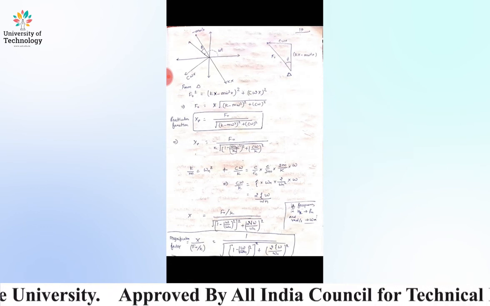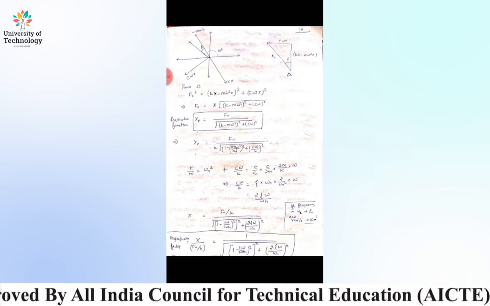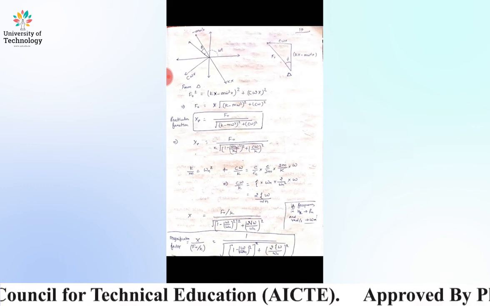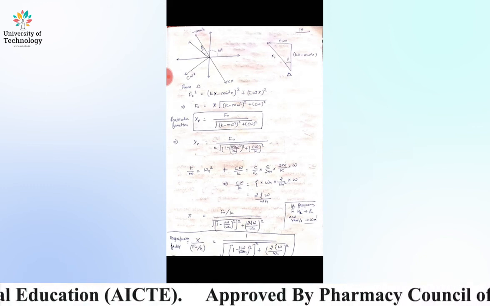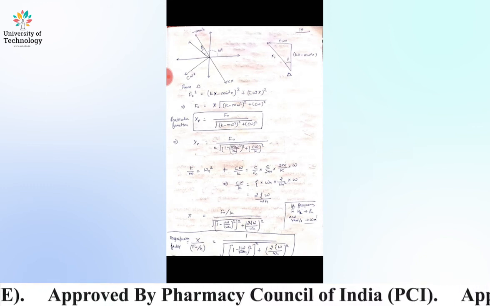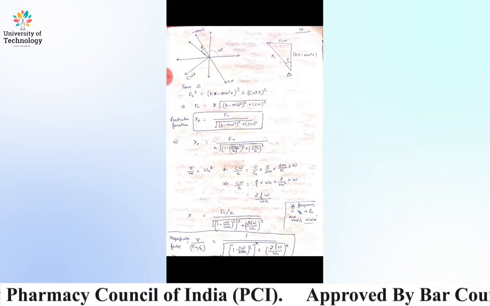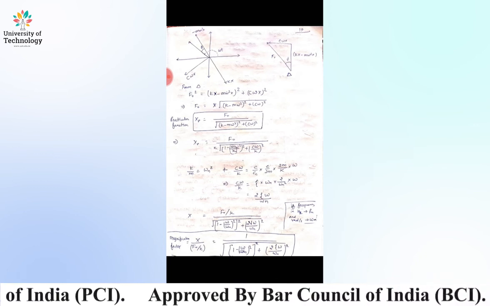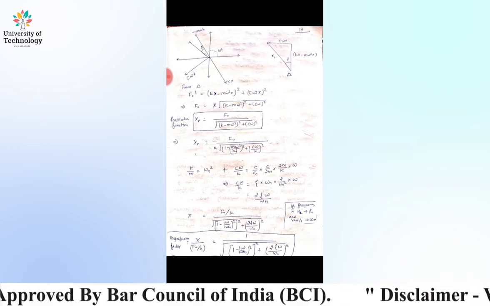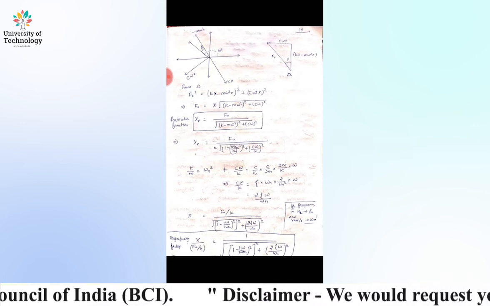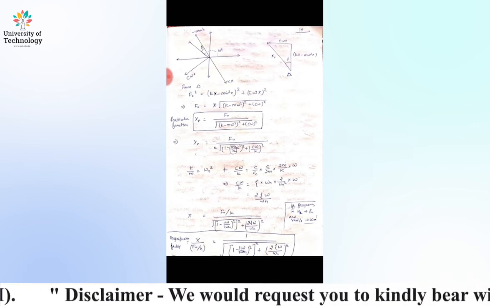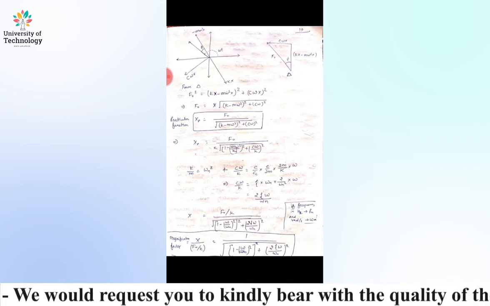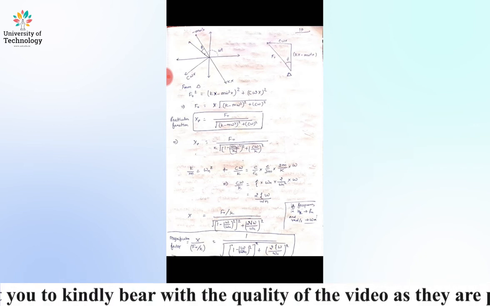If we take the value of F naught by k to the downside of the X, then X upon F naught by k is the magnification factor, that is equal to 1 upon root of (1 minus (omega by omega n) whole square) whole square plus whole square of 2 zeta omega by omega n. That is the final magnification factor.